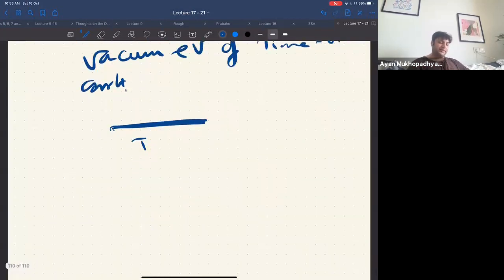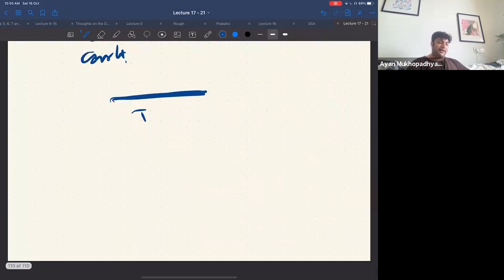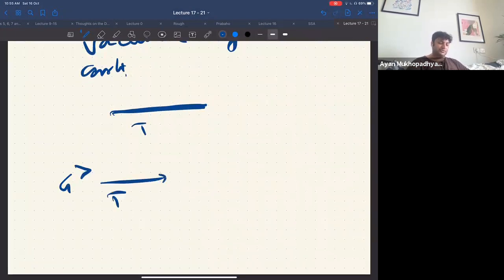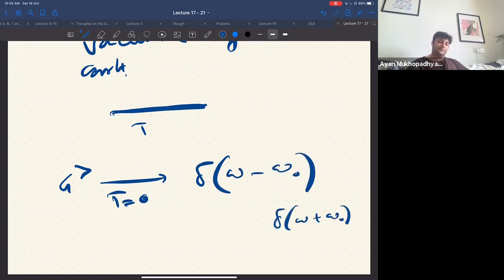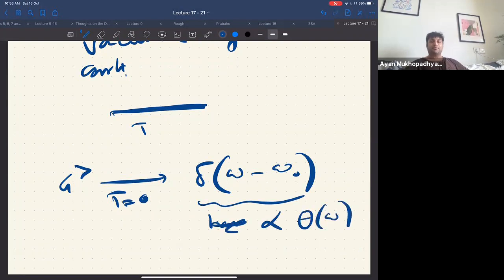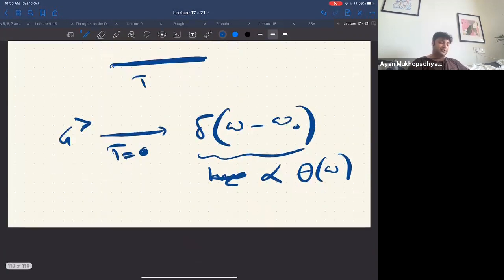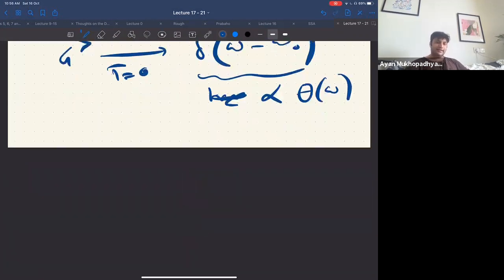For this, it's easy to do a graphical argument. First of all, note that G greater in the limit T goes to 0, right? If you look at the harmonic oscillator, it has only one possibility, delta(omega minus omega naught). There was a term delta(omega plus omega naught) that could go to 0, because that is 1 minus n_B multiplied by n_B(omega naught). Only this term will survive. So it has support only at positive frequency. The other way to say it is that it should be proportional to theta(omega). G less would have support only at negative frequency, right?